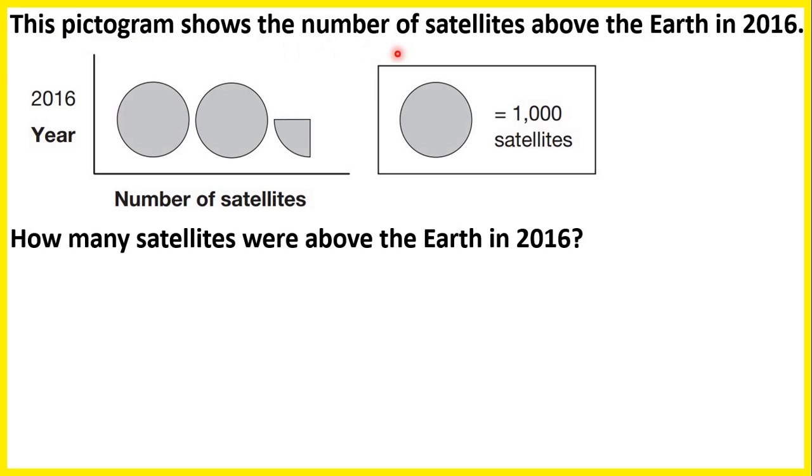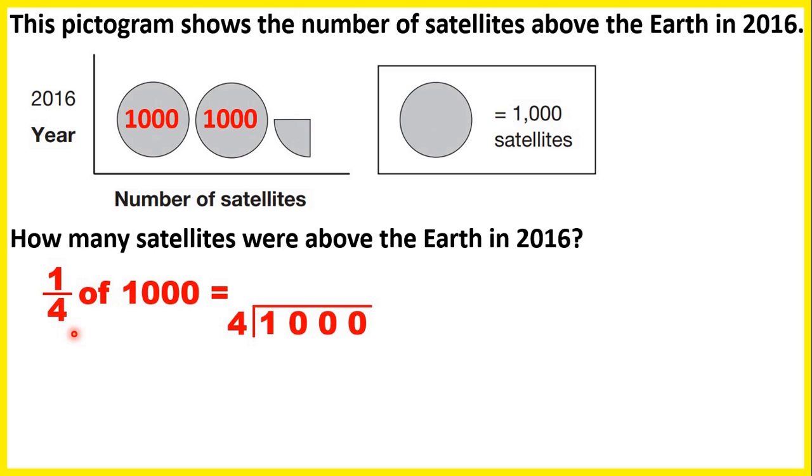This pictogram shows the number of satellites above the Earth in 2016. How many satellites were above the Earth in 2016? Well, from the key on the pictogram, we can see that one circle is 1,000 satellites. So we have 1,000, 2,000, and then we have a quarter of another circle. So we need to find a quarter of 1,000, and to do that, we can divide 1,000 by 4, and that gives us 250. So altogether, we have 2,250 satellites above the Earth.